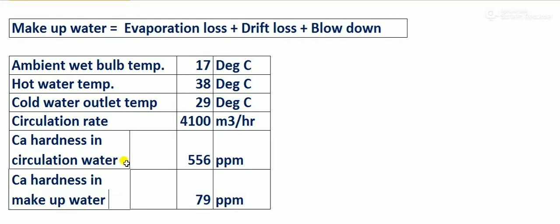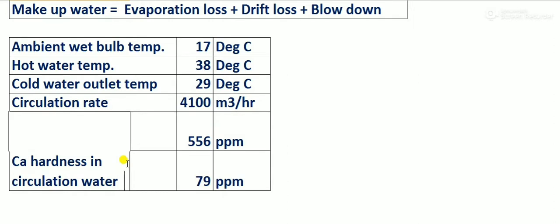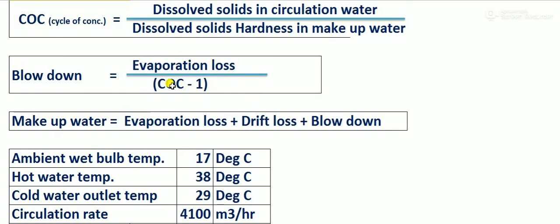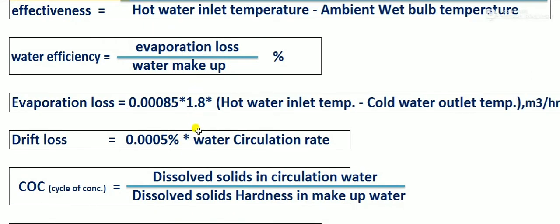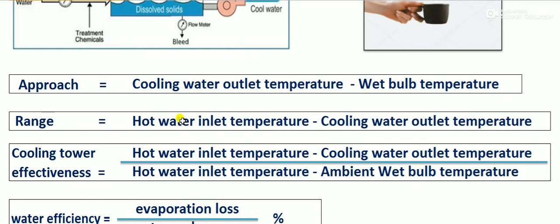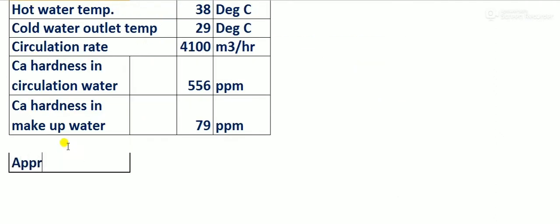So next, what are things required? By this we can calculate the COC, cycle of concentration, and then we can calculate the drift loss. So everything we got it right. Blowdown we can calculate. For COC we have the calcium hardness inlet and on the makeup. Drift loss, circulation water rate we have. Hot water inlet temperature, outlet temperature. Everything is ready right now. We can go for the calculation.